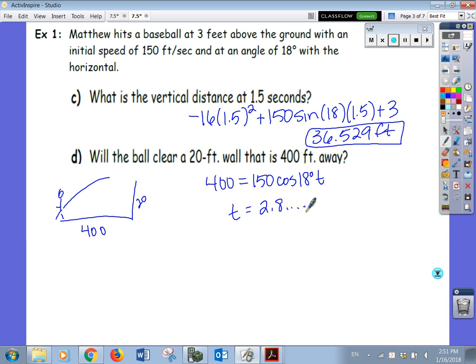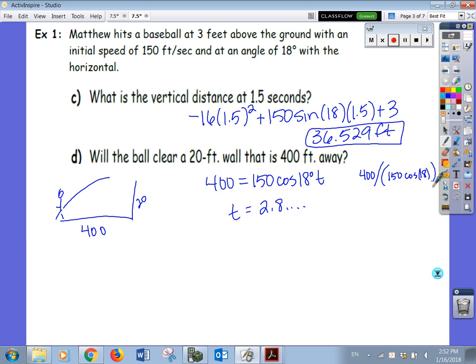Again, either store that answer or keep it available to scroll up and grab it. If you did not get 2.8, what you probably did not do is, when you divided right here in your calculator, you need to do 400 divided by 150 cosine. It'll open, close, close. If not, it'll do the 400 divided by 150 and then move that cosine back up to the top. So make sure the whole 150 cosine of 18 is in parentheses. So again, the 2.8, that's how long it took to get to the wall.